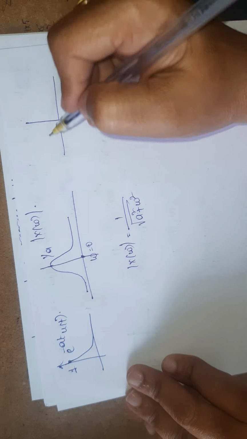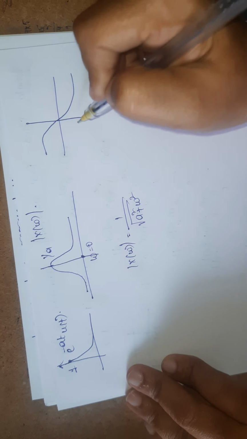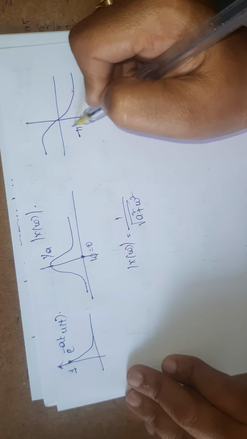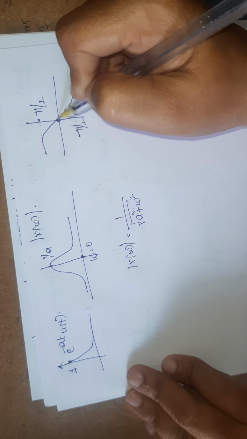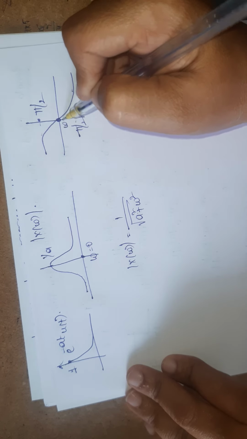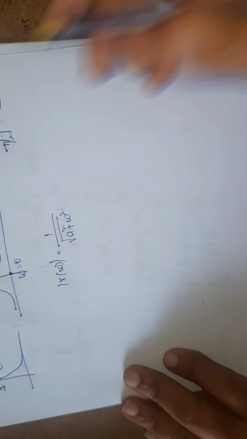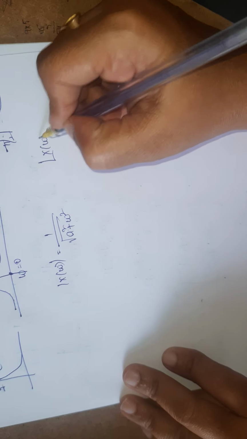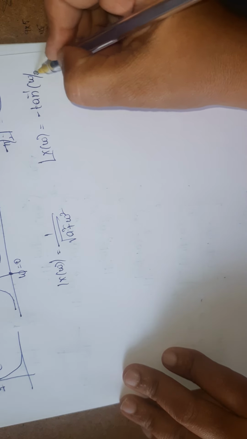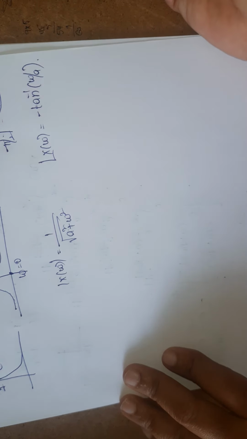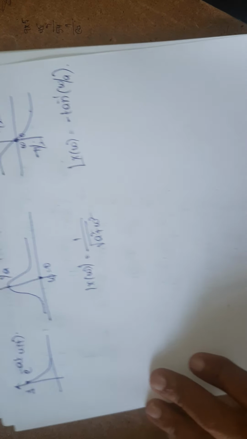And this is the phase response. This is minus pi by 2 and this is plus pi by 2, and this is at omega equal to 0. So what is X of omega? Minus tan inverse omega by a. Okay, so this is the phase response.